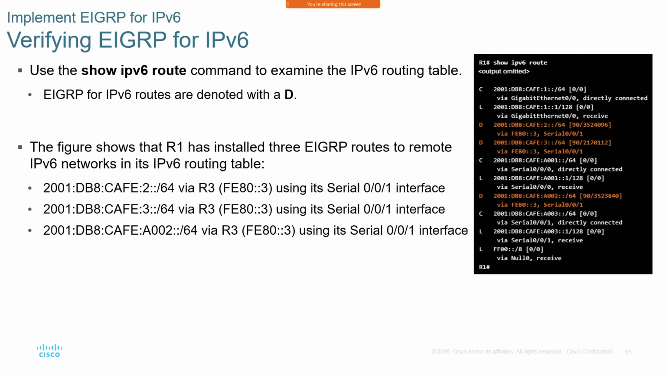We also do have the show ipv6 route. It will display all the learned routes through EIGRP. Once again, they will all be displayed with a D right next to them because EIGRP for IPv6 still uses the DUAL algorithm to calculate the best paths.